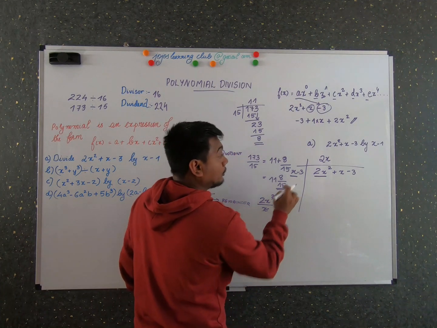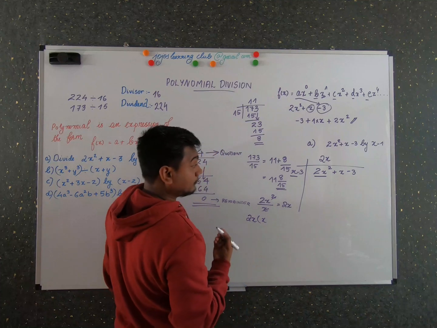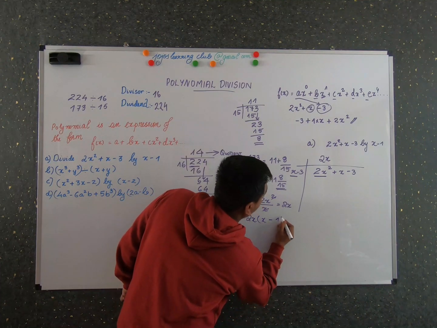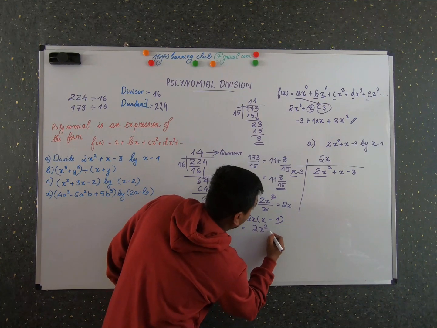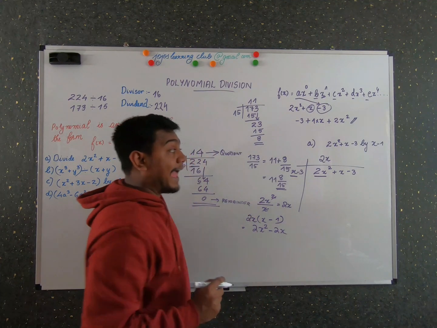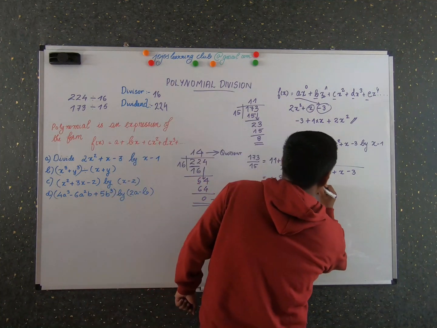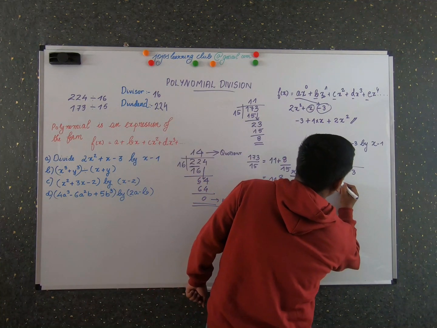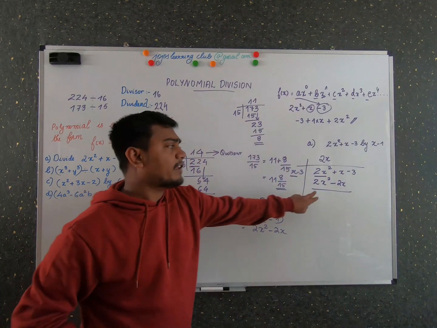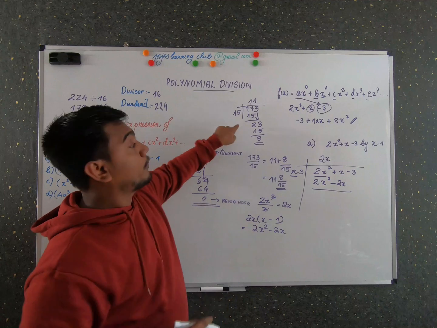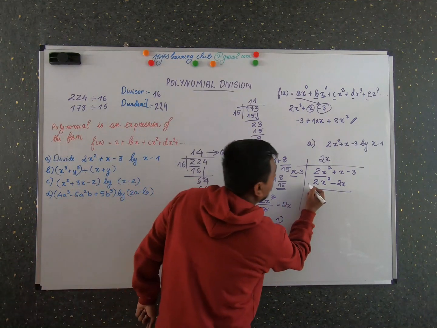Now after that you have to multiply this with the divisor. So it is 2x square minus 2x, and this value should be written over here. Okay, so 2x square minus 2x. You can see that what we used to do in long division with numbers, we used to subtract that, right? So you have to subtract here also.